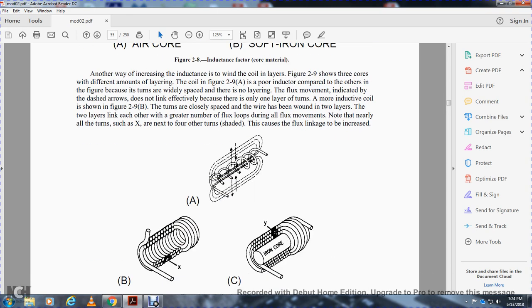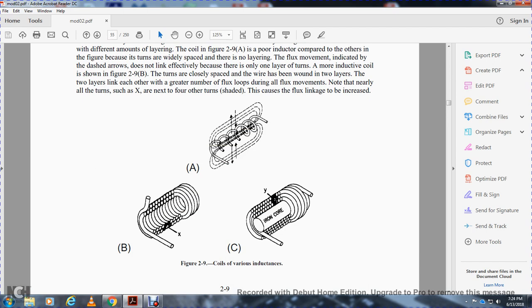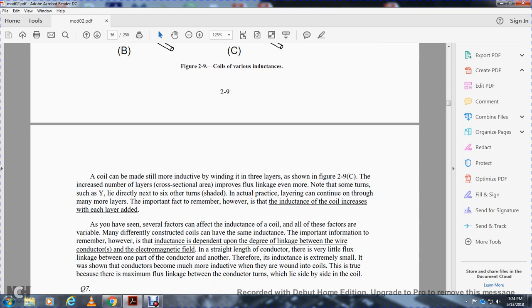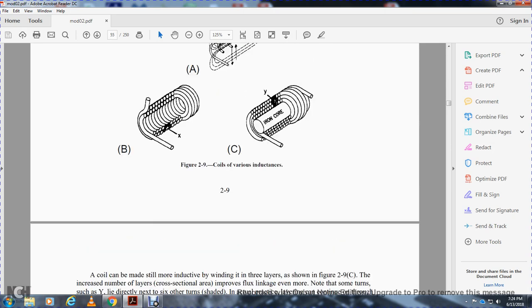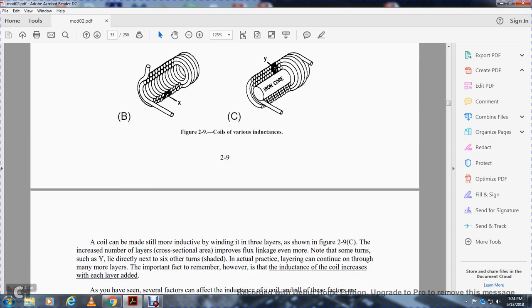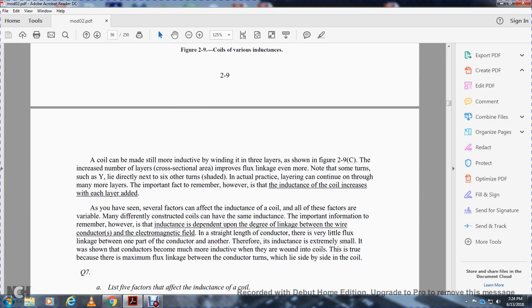The figure shows A, B, and then C, coils of various inductance. A would be a coil with low inductance. B is a more inductive coil. And C is a coil that can be made still more inductive with a three-layer winding, shown in figure 2-9C. The increased number of layers improves the cross-section, and the flux is linked even more, with turns such as Y and six other turns shaded. In actual practice, layering continues with many more layers. An important factor to remember, however, is that the inductance of the coil increases with each layer added.